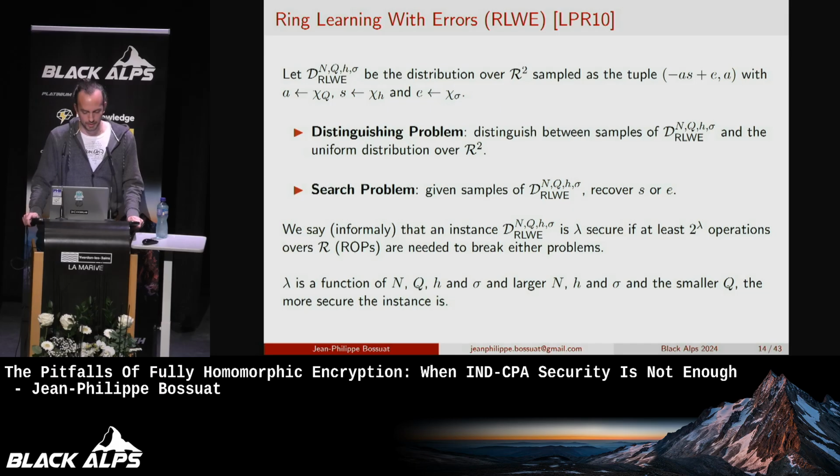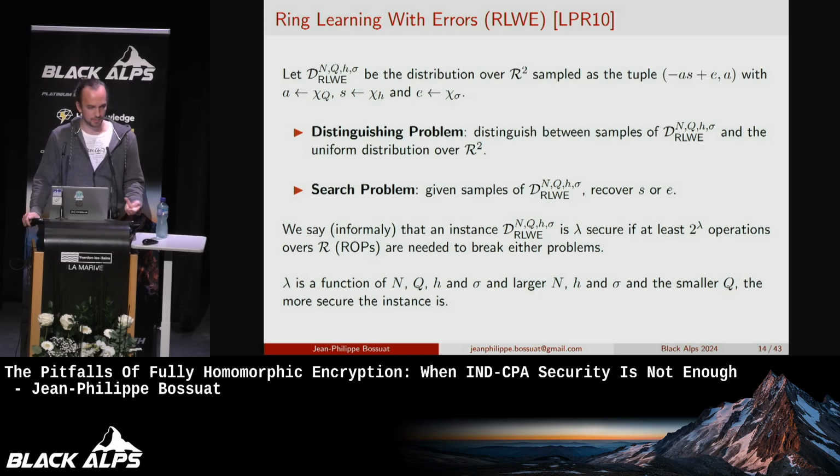So how does it work? Well, you sample a tuple of polynomials: a public polynomial A of random values, times a secret polynomial S, plus some noise E that hides everything. And you publish this, minus AS plus E, and A. And you have two problems. The first one is the distinguishing problem: given a sample, you have to say whether it is an RLWE sample or from the uniform distribution of R. The second problem is simply: I give you a sample and ask you to recover S or E.